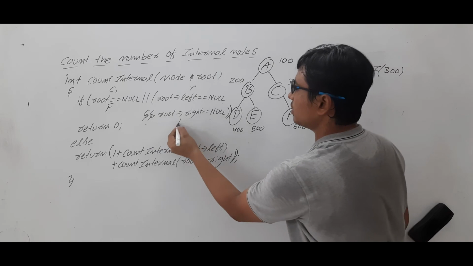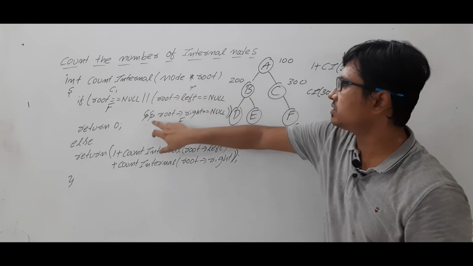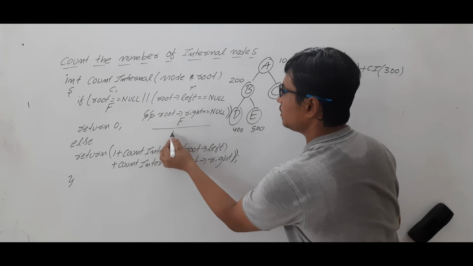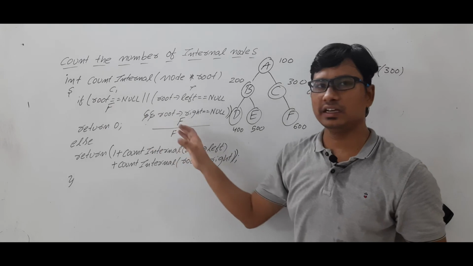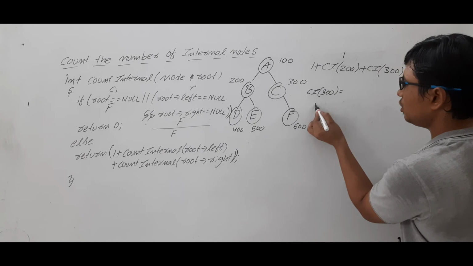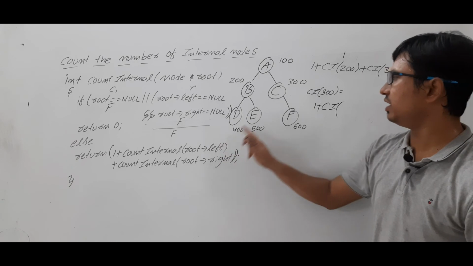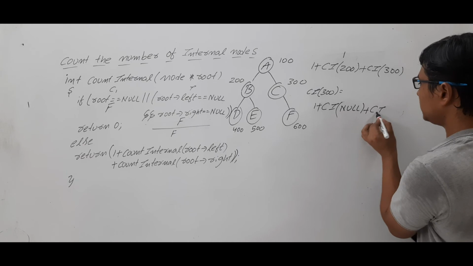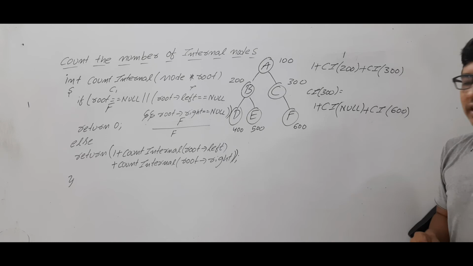So this is false. Now if you see that this is true and this is false, now this is a logical AND operator. If any one is false, the entire one will be false. So here it is false, here it is false. So this entire condition will be false. It will come to the else block, which is equal to 1 plus count internal nodes root of left, which is 300 left is null, plus count internal nodes 300 right, which is 600. Are you able to understand it or not?